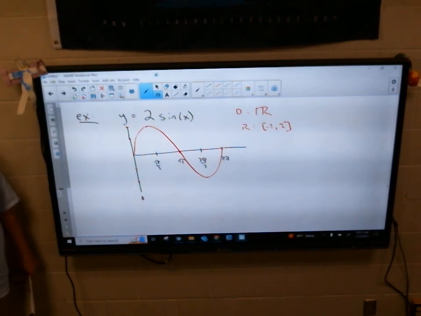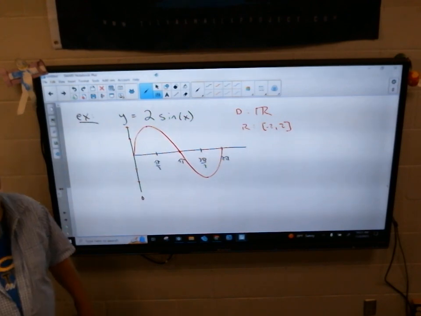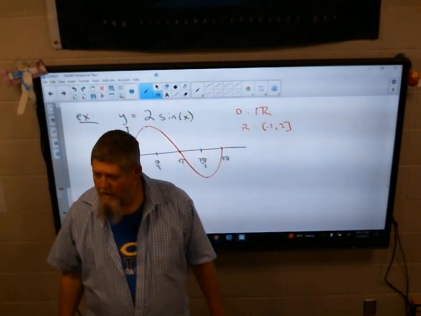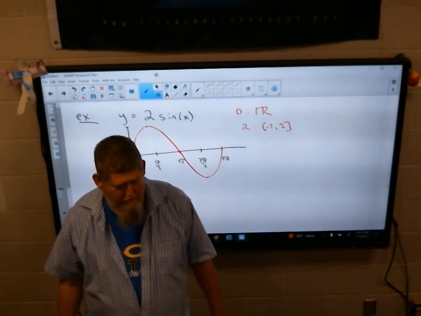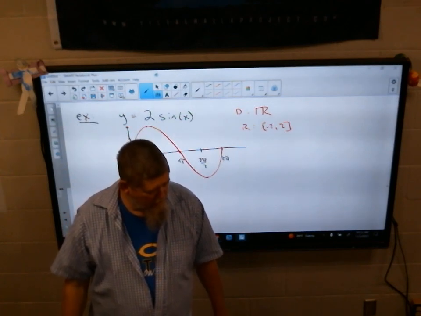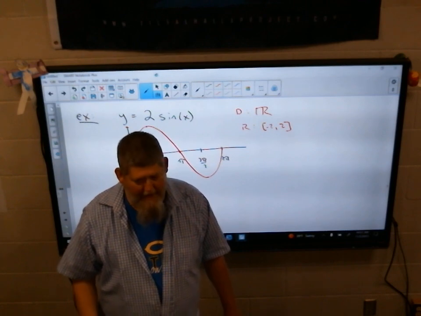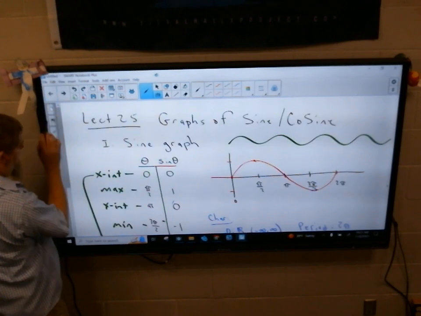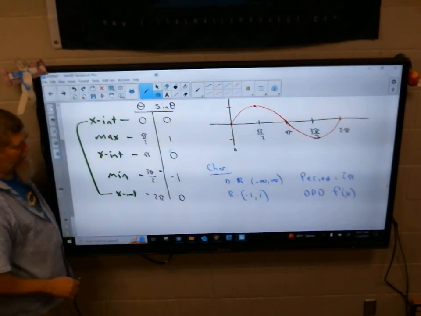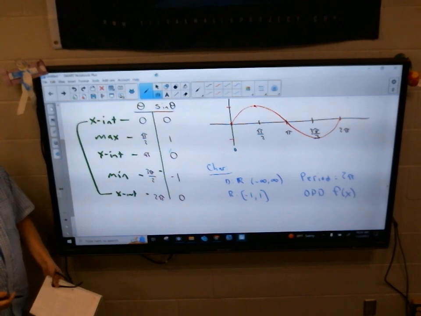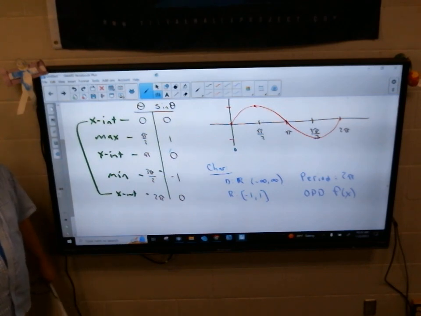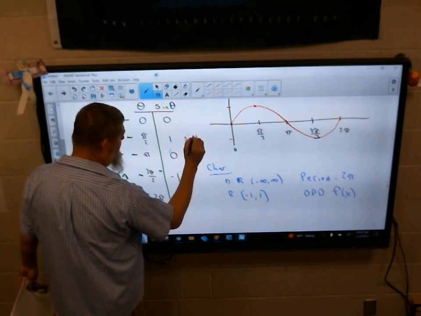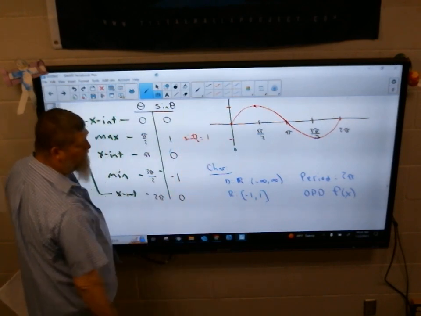Why is it brackets instead of parentheses? That's a great question. Could someone tell me why I use brackets rather than parentheses? Because that's what it's confined to. Can I ever have a value where the sine of that value is exactly 1? Yes. The sine of pi over 2 does equal 1.